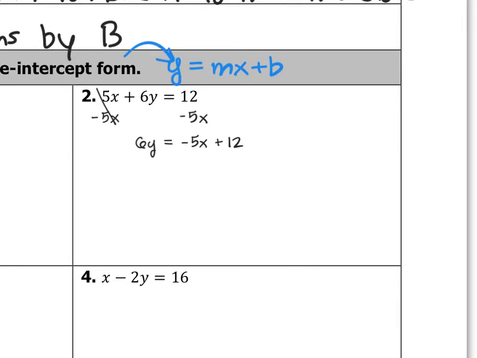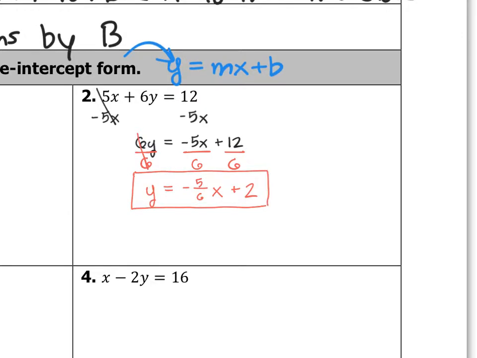From there, I'm going to divide all of my terms by the 6. Okay, that's that capital B value. So I'm going to divide here, here, and here, all three terms. What that's going to do is cancel out the 6 on the left side, so we're just left with y. And now on the right side, I'm going to take -5x over 6, and that's going to become just -5/6 x. 12 divided by 6 is 2, so I'm going to reduce that and just say it's +2. And so now I have my equation in slope-intercept form. If we were to graph this, our m value, or our slope, would be -5/6, and our y-intercept, or our little b value, would be 2.